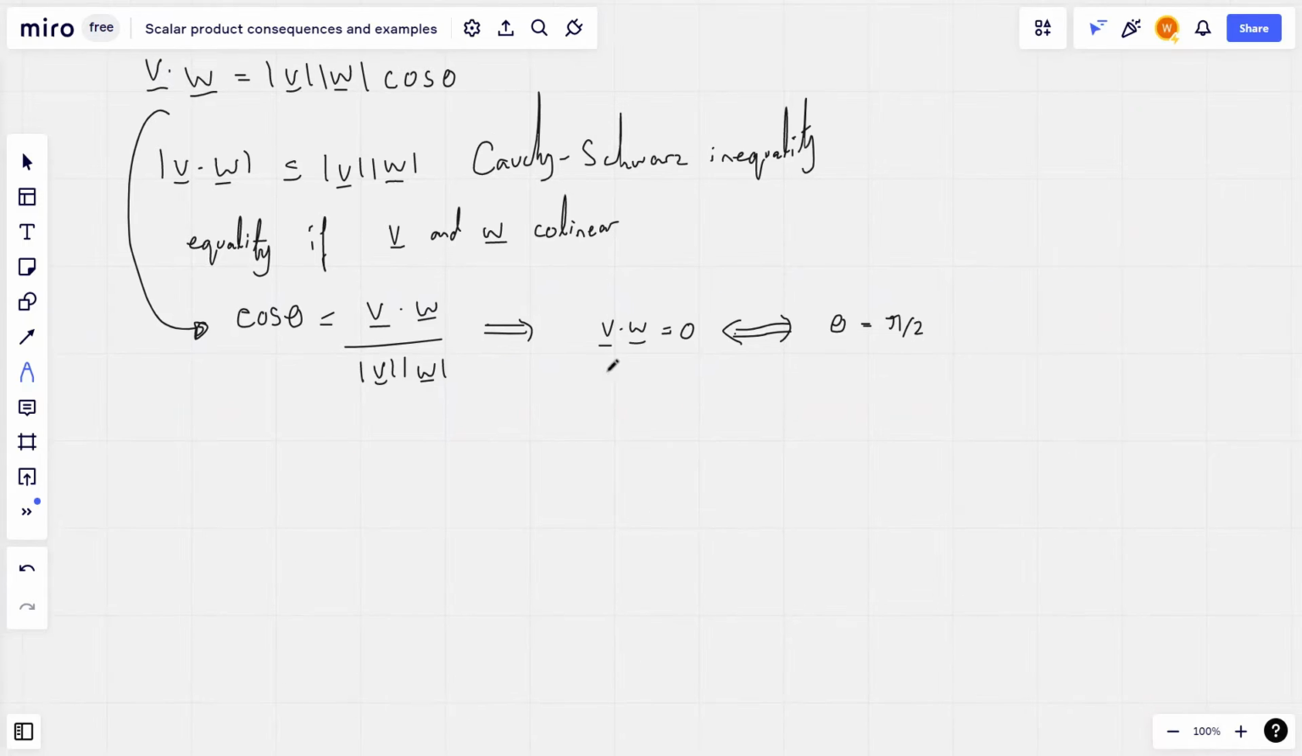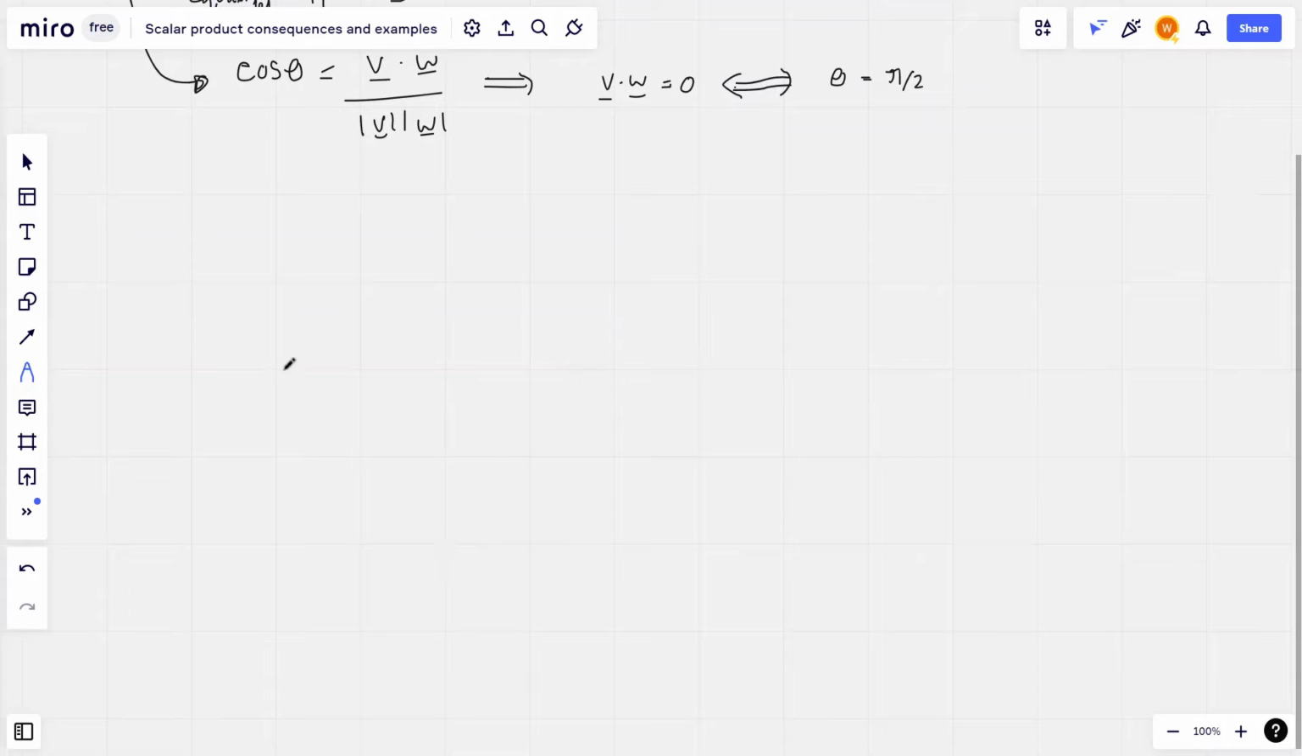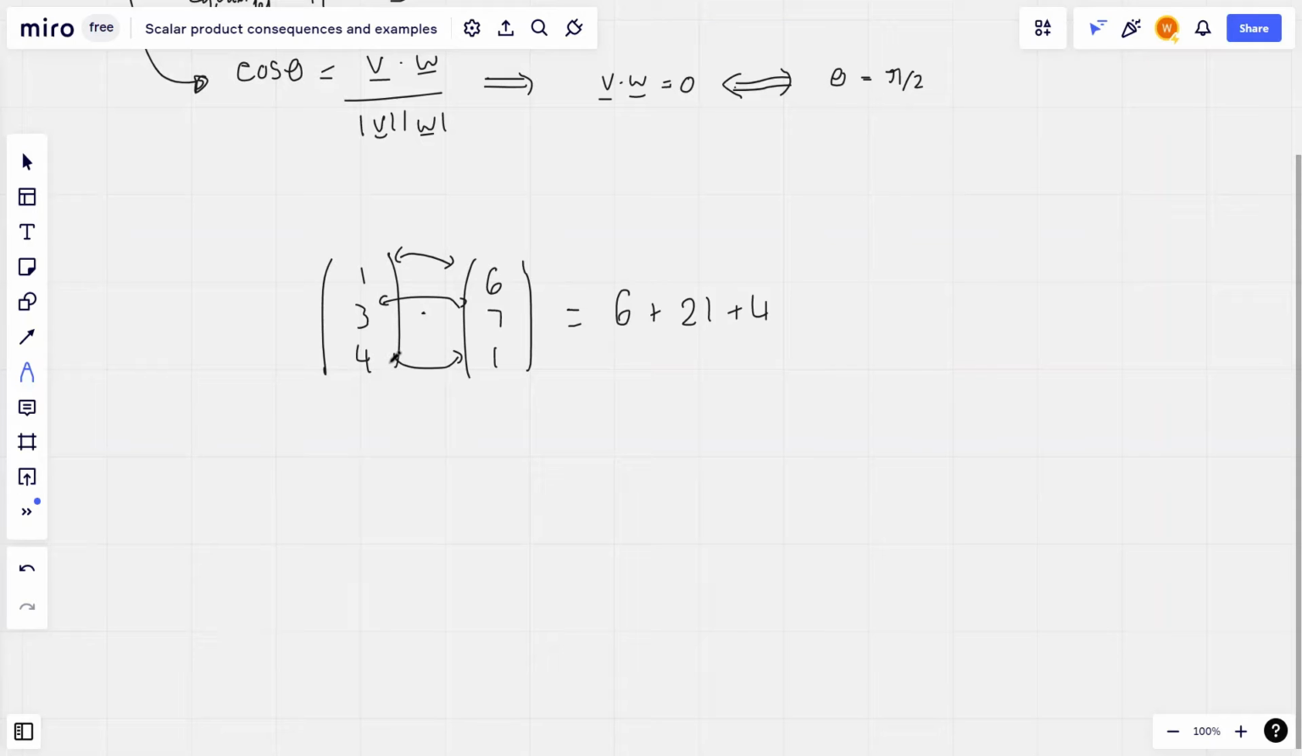Now we're going to get on to some examples of the scalar product and the notions we introduced here. For the first example, I'll just give an example of the scalar product itself, because I gave the definition but I did not give any examples in the last video. If we have (1, 3, 4) dotted with (6, 7, 1), this is equal to 6 plus 21 plus 4, because we're just multiplying our components and then adding them together, which is equal to 31.